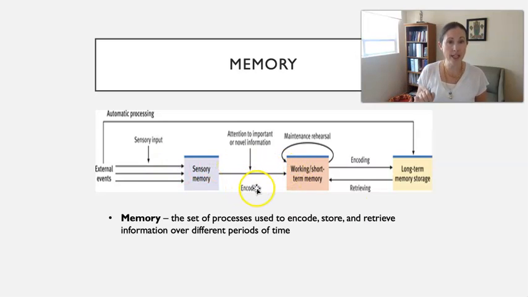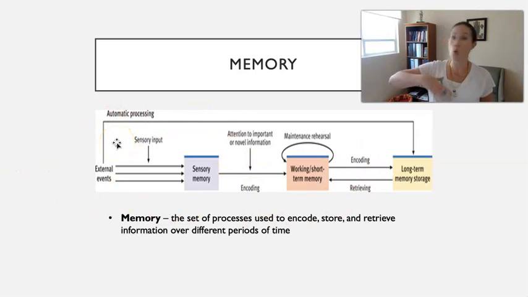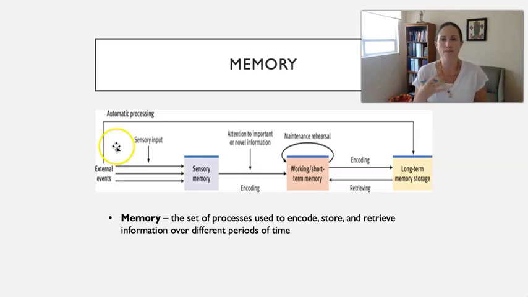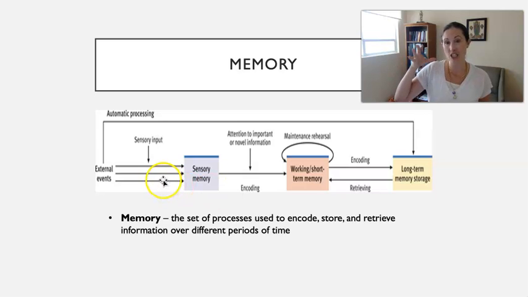We'll talk about encoding, we'll talk about retrieval, we'll talk about automatic and effortful processing, all this sort of stuff. But this is sort of the diagram of what we're covering this entire chapter. But let's first get started. The first thing we're going to talk about is the different types of encoding. So how information gets into this process to begin with.